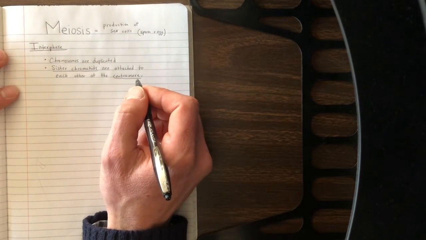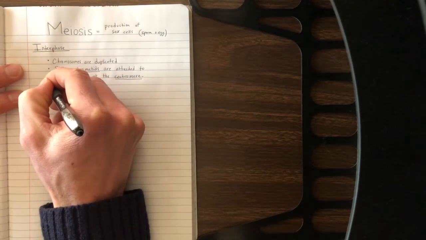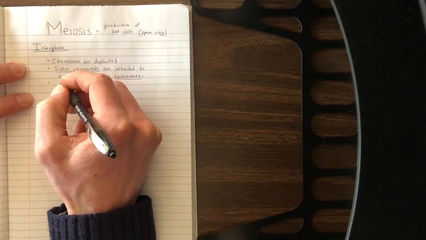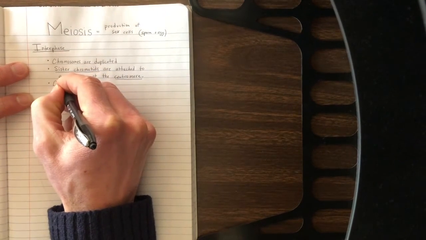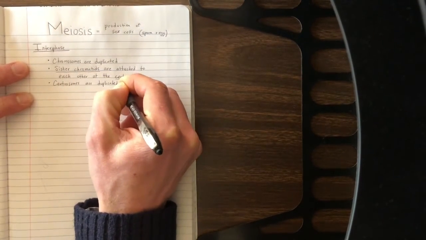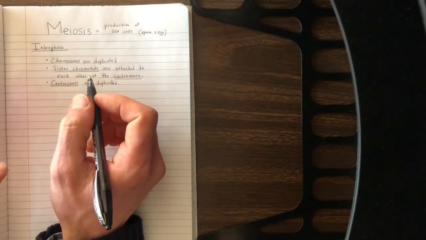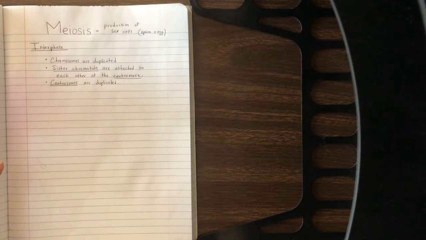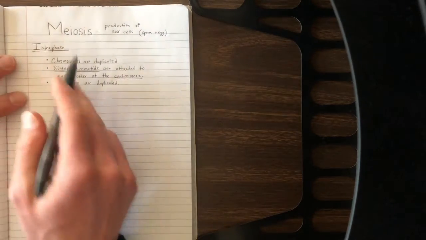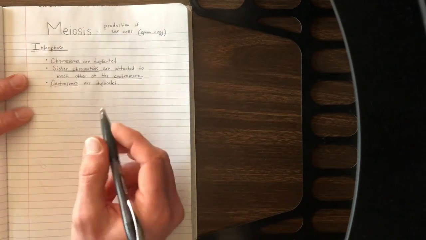The third aspect of interphase that we're going to highlight is that centrosomes are duplicated. Centrosomes was another one of our vocabulary terms. A centrosome is located in a cell's cytoplasm. It organizes the microtubules used to separate chromosomes during cell division. In this case, cell division is meiosis.